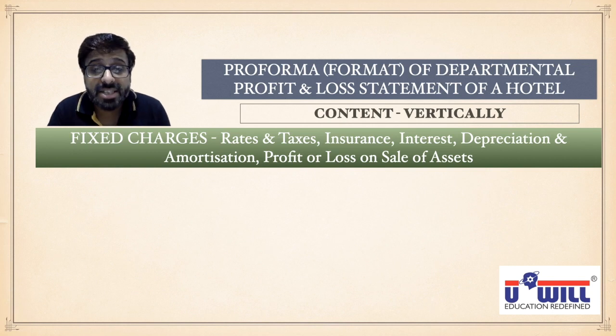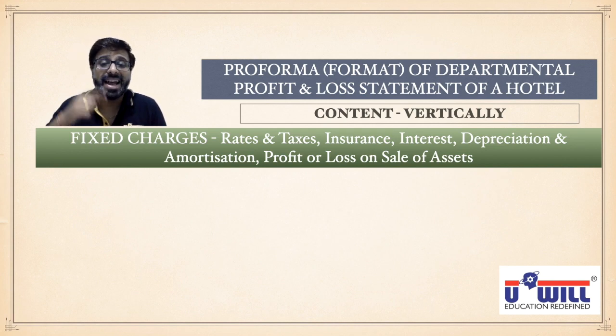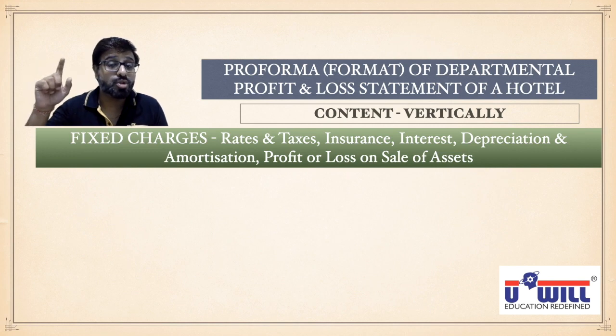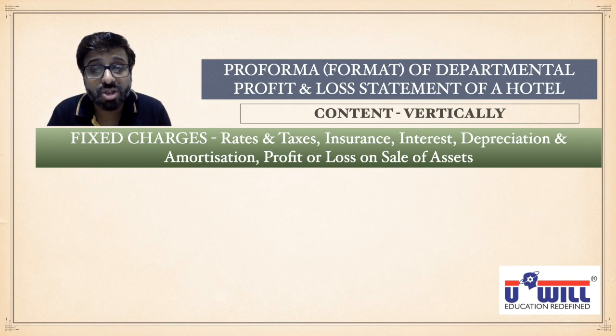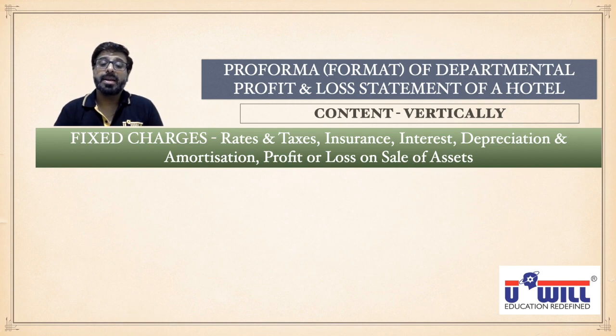So which are these fixed charges? Rates and taxes, insurance, interest, depreciation and amortization. Amortization means writing off, W/O. We have so many expenses written off. So all of you, if you have received the study material, you can underline amortization and write it as written off. And profit or loss on sale of assets. These are fixed charges. You have to bear them whether you have any sales or not.